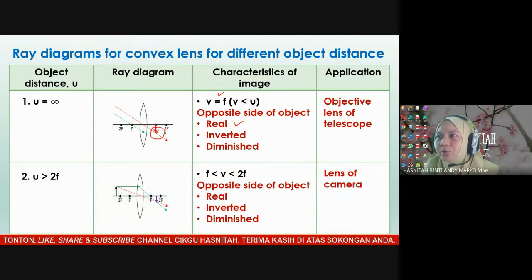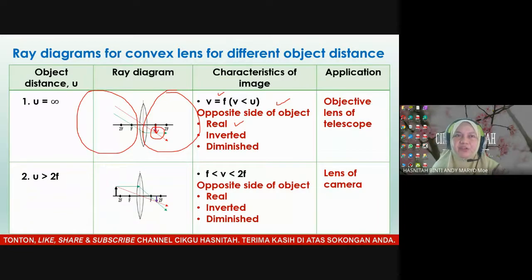Now you look, the object is here, on the left side, on the front part of the lens. But now the image is formed at the opposite side. Opposite is real. When it forms on the opposite side, we call the image real. If formed at the same side as the object, we call it a virtual image.